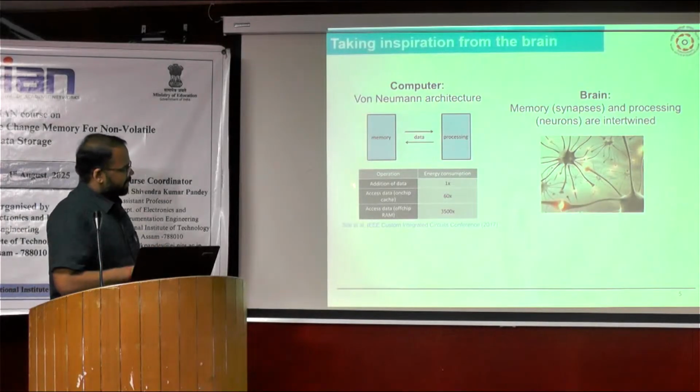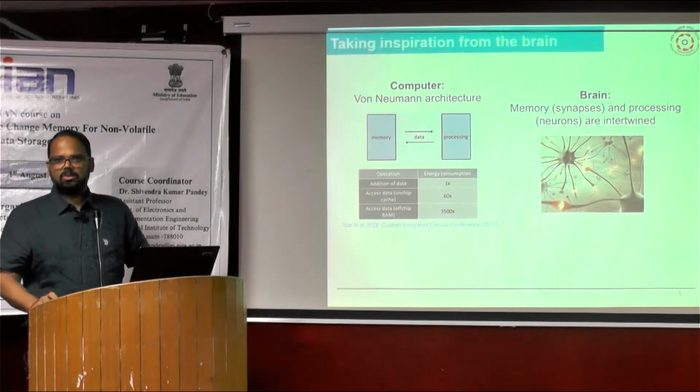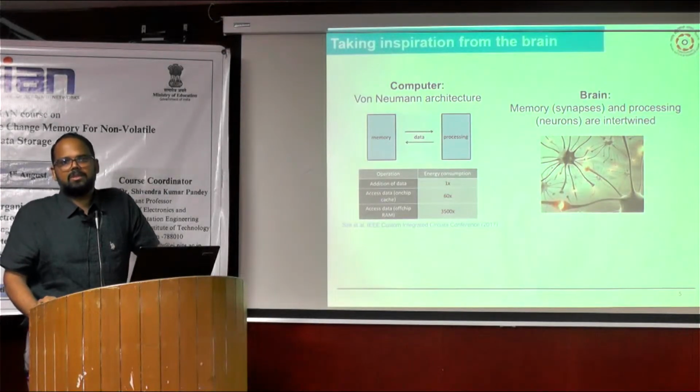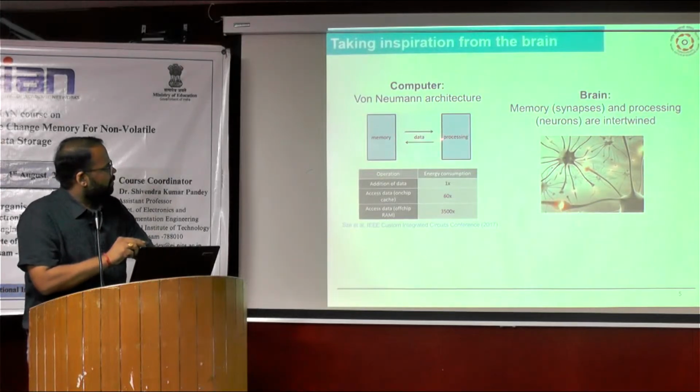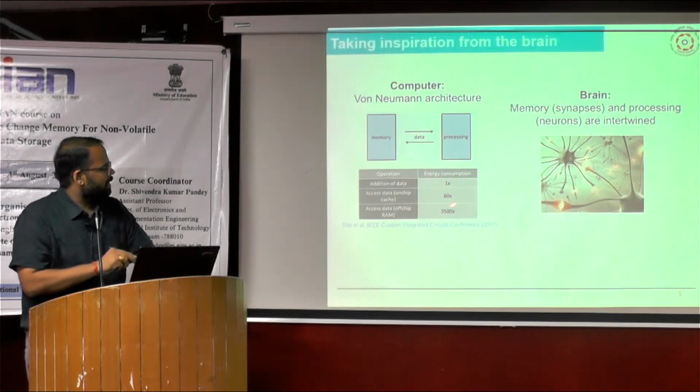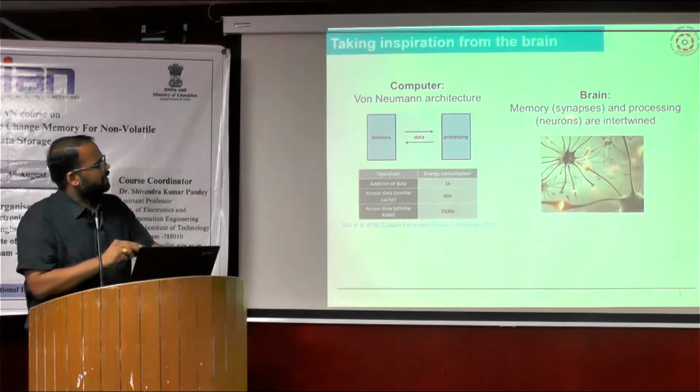As I already discussed with you, the computer is based on von Neumann architecture. So technically, if anybody asks us, we should say that currently we have a von Neumann architecture where memory and processing are both separated, with data going here and there. And if you compare the operation and energy consumption, it is higher compared to the brain, as reported in this work. You can see this, and this is our brain, where memory and processing are intertwined.